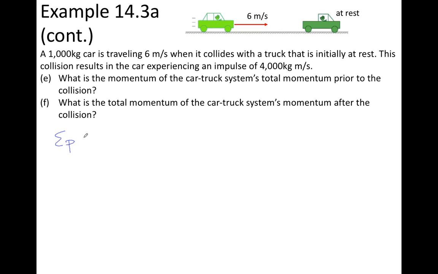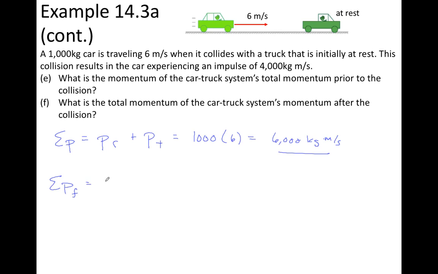The momentum of the system will be the momentum of the car plus the momentum of the truck. The car has a momentum equal to its mass times its velocity, or 6,000 kilogram meters per second. So the system started with 6,000. Well, what did it end with?